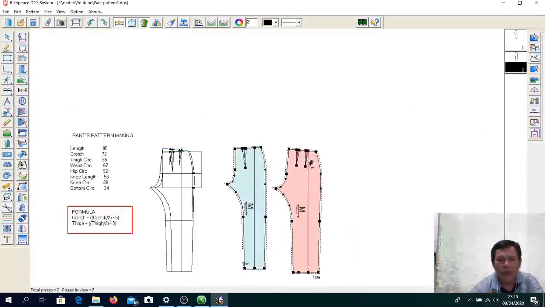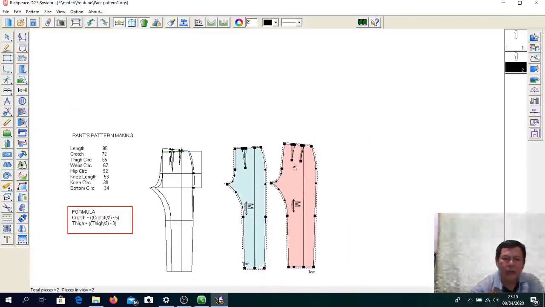Okay, we have the complete pattern of the pants for the front part and back part.